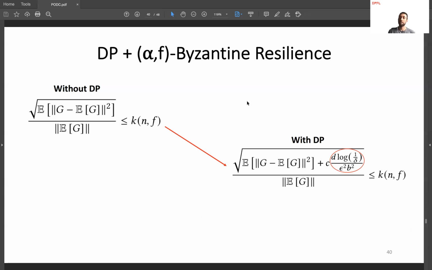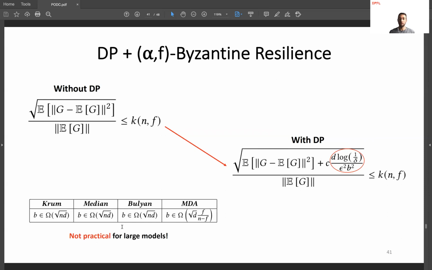C being the proportionality constant. And what we show in this paper is that if we try to enforce this variance to norm condition to be satisfied for the several gradient aggregation rules, this results in the batch size B being in the order of square root D.